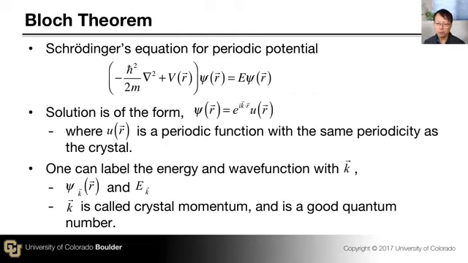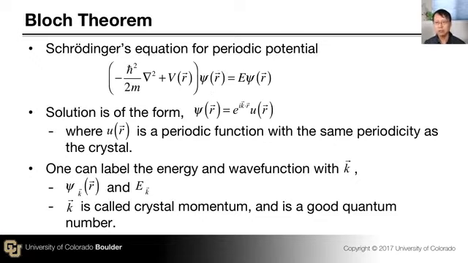So, in quantum mechanics, electronic states are given as a solution to Schrödinger's equation. The standard Schrödinger's equation is shown here. The first term represents the kinetic energy, and the second term is the potential energy, and E here is the total energy of the electron, and psi is the wave function of an electron.